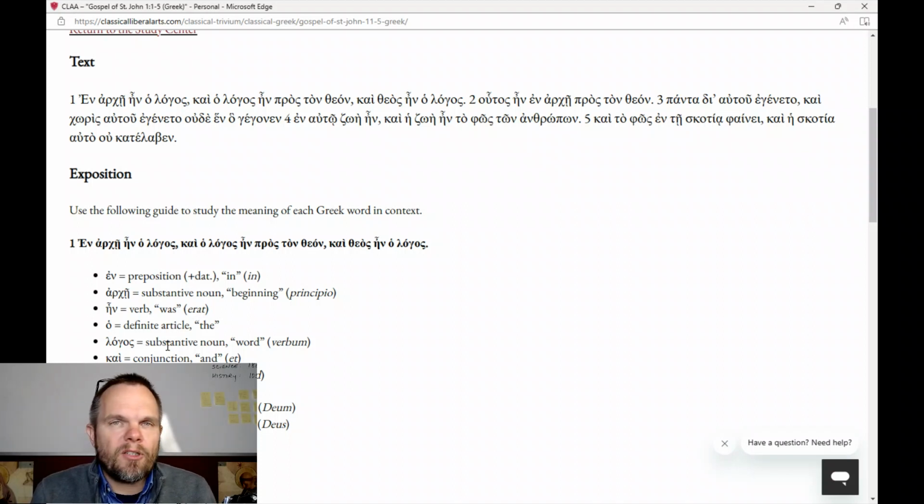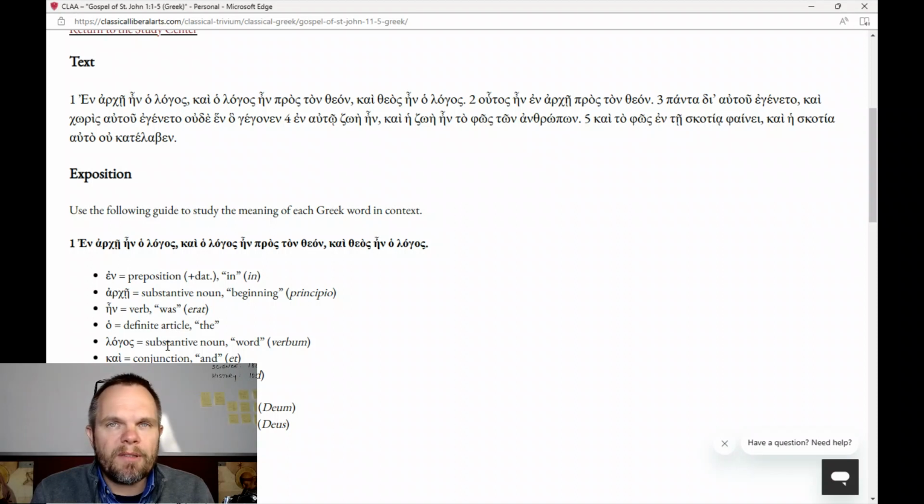Kai is a conjunction that means and. You'll see it all the time. It just means and. Kai. En arche ein ho logos. In the beginning was the Word. Kai, the conjunction, and ho logos, the Word. Ein, was. Pros ton theon.